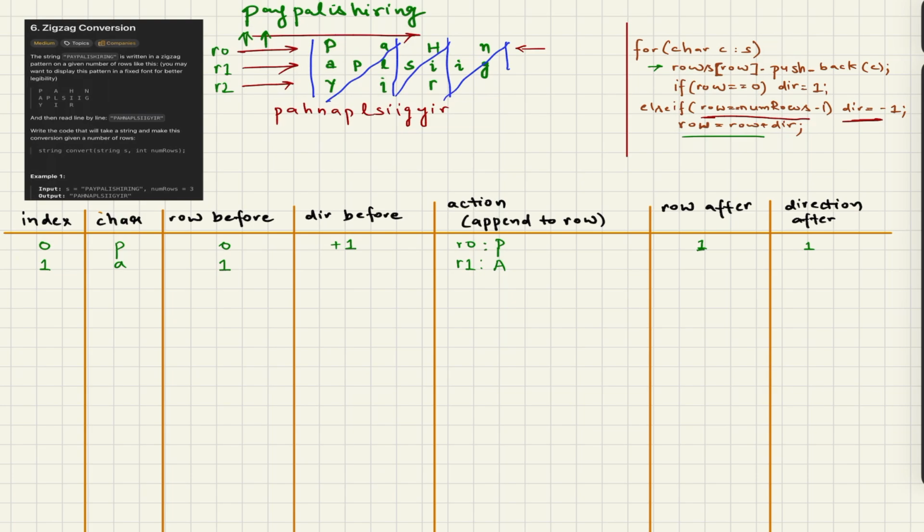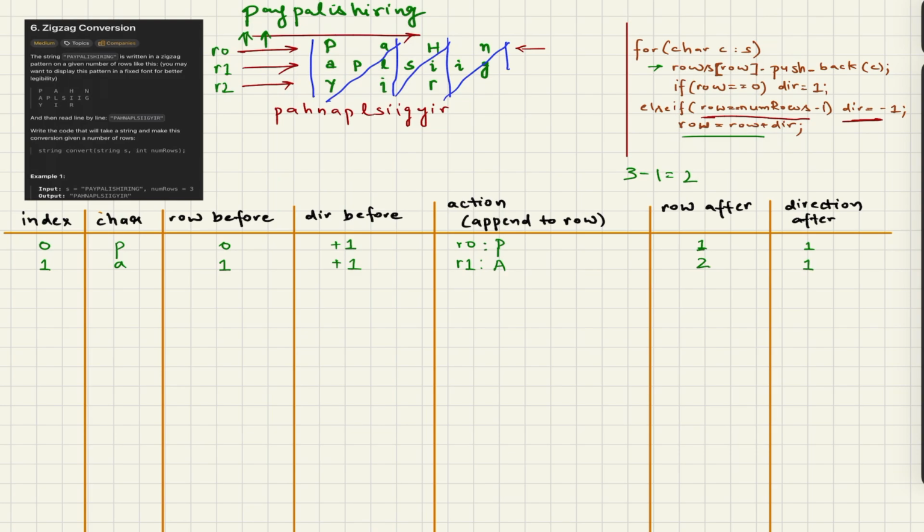Now is my row equal to 0? No. Is my row equal to numRows minus 1? Here they had given 3, so numRows minus 1 is nothing but 2. Is it equal to 2? No, it is not. So my row after this is 2, because it is row plus direction. The direction was 1 from the last step, so now my row is this, and my direction remains the same.